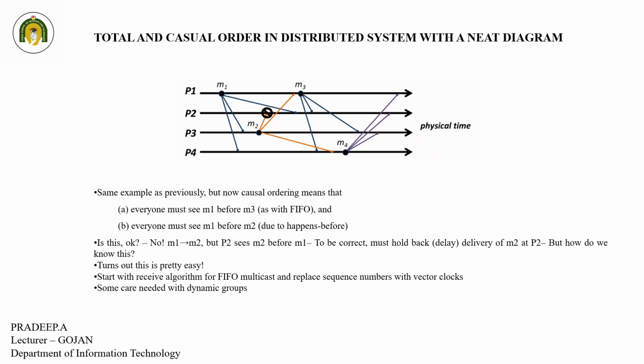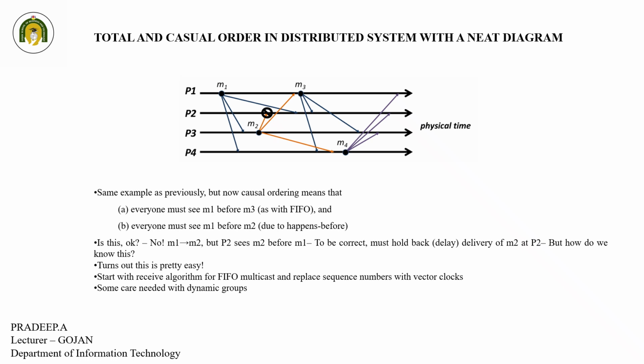So to start with the receiving algorithm for first in first out multicast, replace the sequence number with the vector clocks. Some care is needed with dynamic groups.